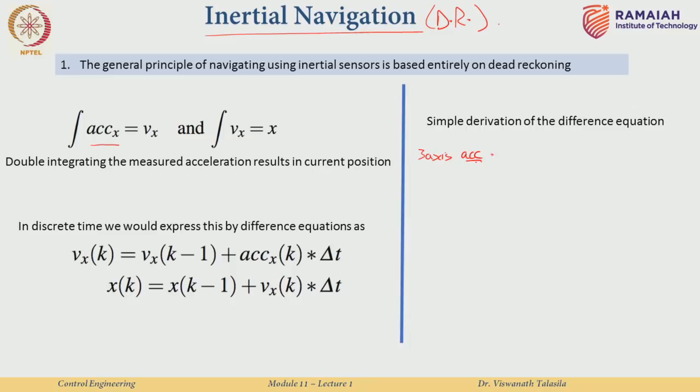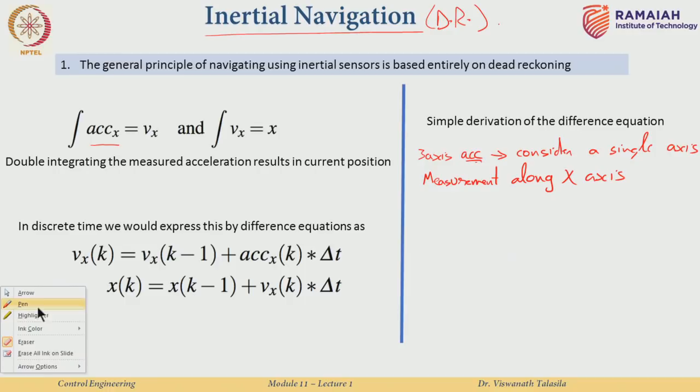We consider a single axis, let us say the x axis, you could also consider y or z, and the measurement along that x axis we can denote as simply acc_x, and along the y which I am not mentioning here would be acc_y, along the z axis acc_z, all right. So, let us say that we have made a measurement along the x axis, and now we want to see how to compute position based on this.